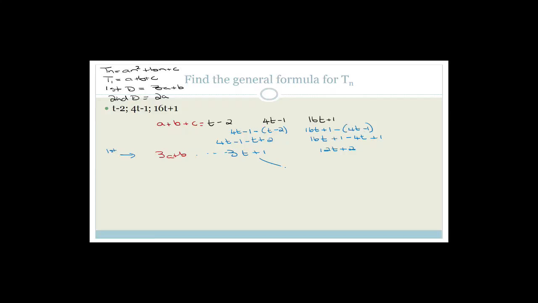Now we can work out our second difference by going 12t plus 2 minus bracket 3t plus 1, which becomes 12 minus 3 is 9t, plus 2 minus 1 is plus 1, and that is equal to 2a. So this bit here is equal to 2a.